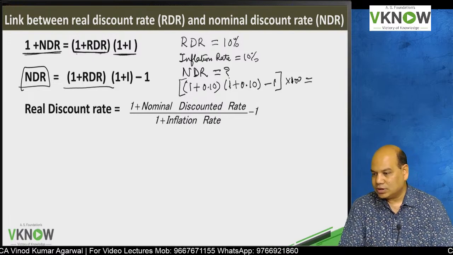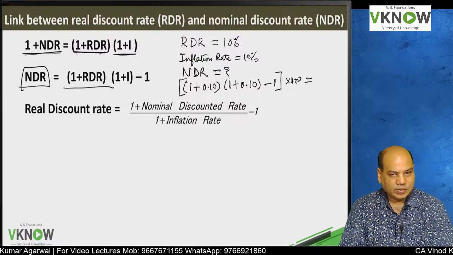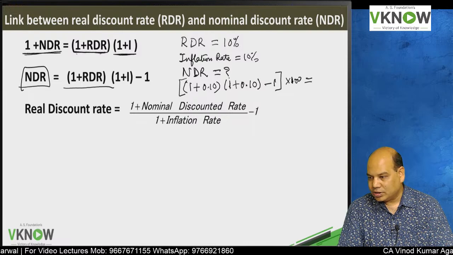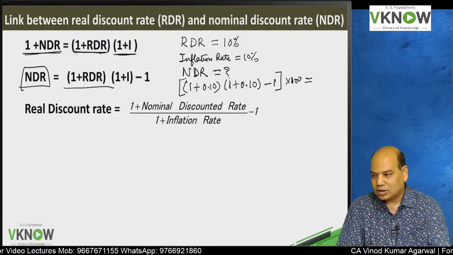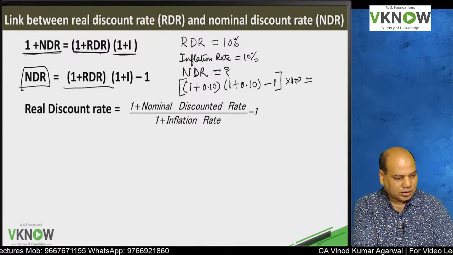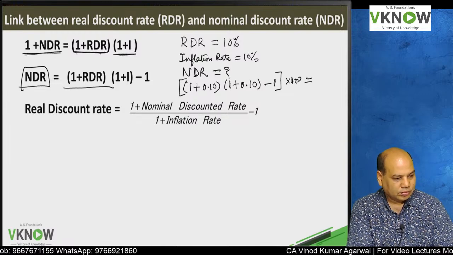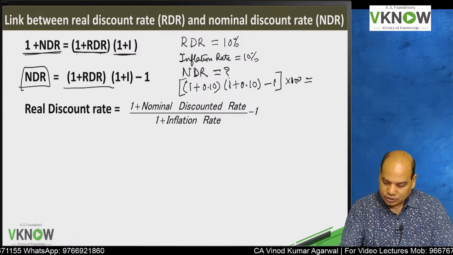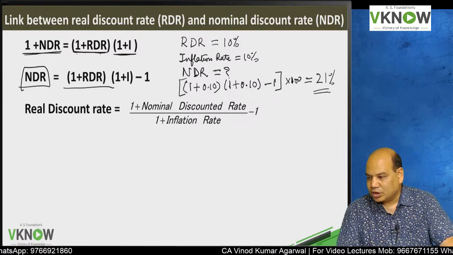Who will give the answer? Please reply. What will be the nominal discount rate in this example I have written? Anybody answer? Divya, answer please. Anup. Anybody answer? 21%. Okay, 21% is the right answer.